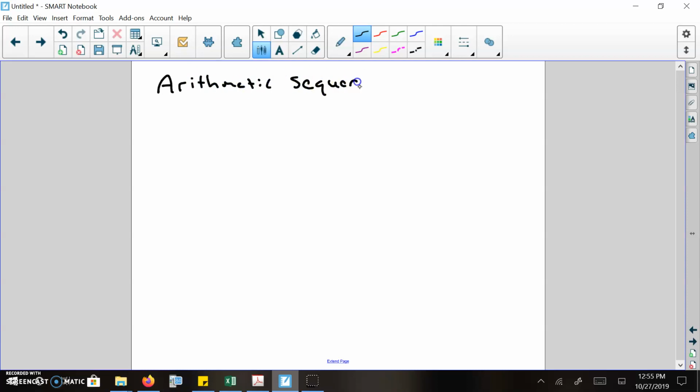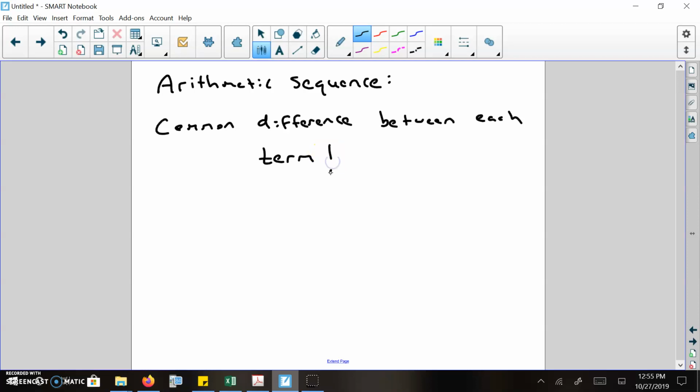Okay, so we're going to define this right now. An arithmetic sequence means there is a common difference between each term. Okay, there's a common difference between each term. So let me write out an arithmetic sequence for you.